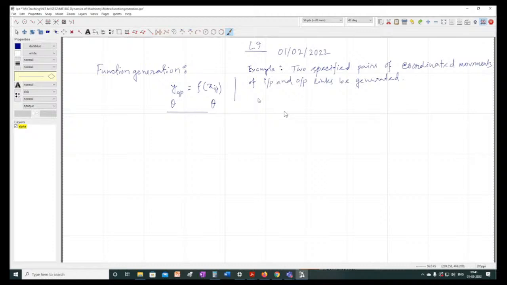What are these coordinated movements? Coordinated movements are theta 2 1 2, theta 4 1 2, and theta 2 2 3, theta 4 2 3. So what does it mean? It means, let us draw something here.